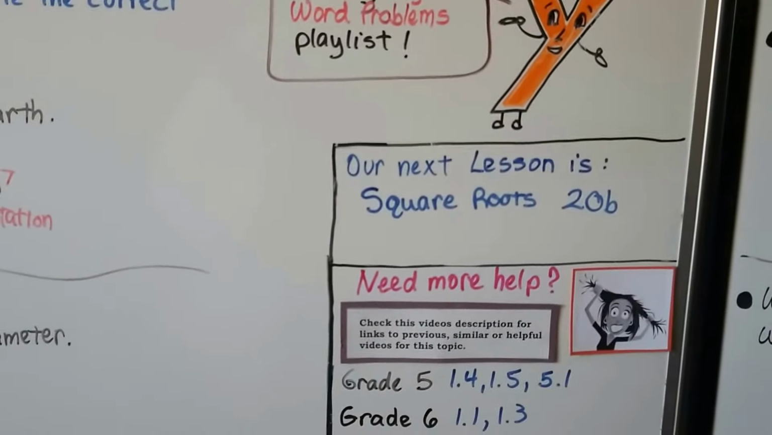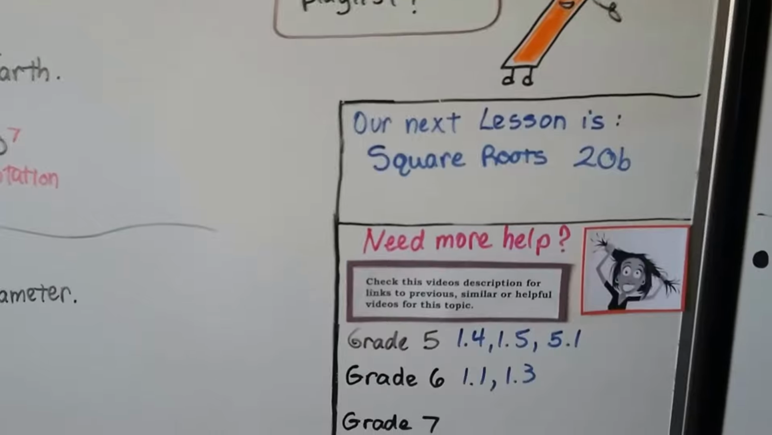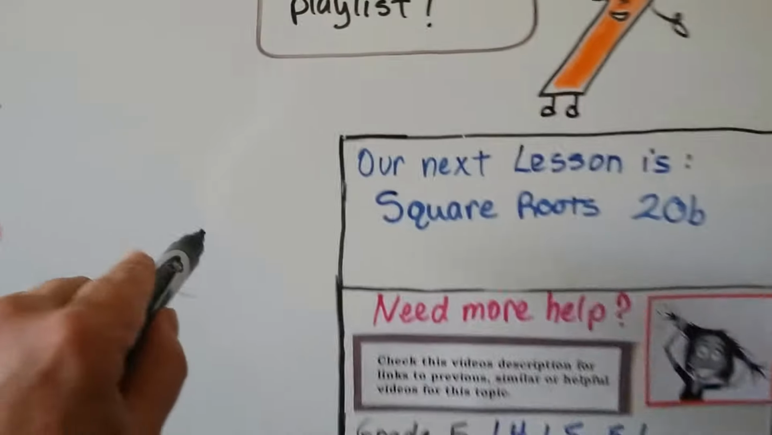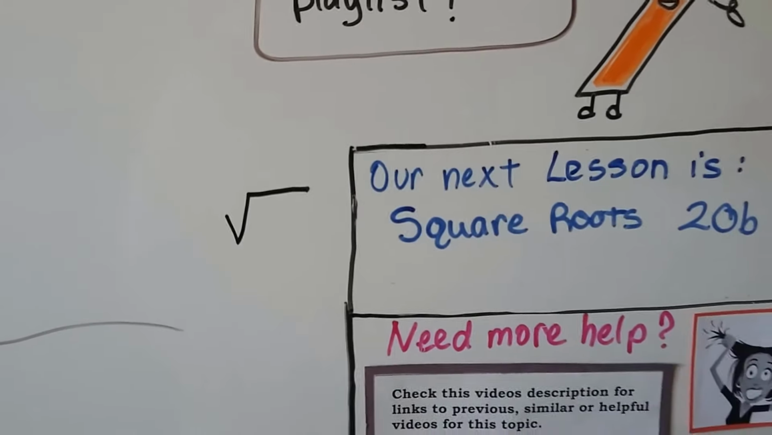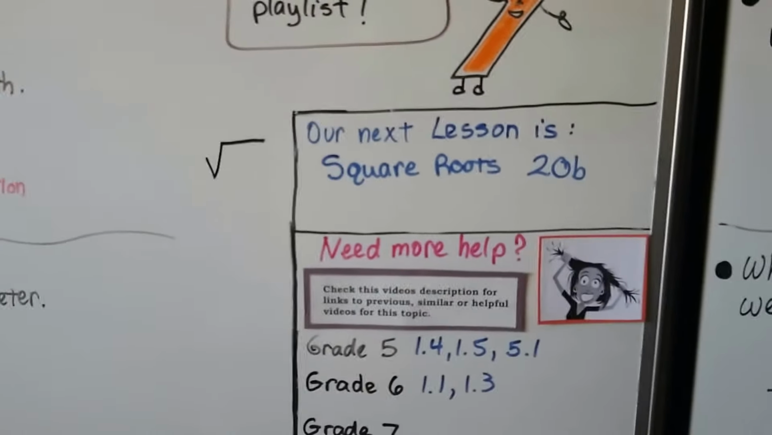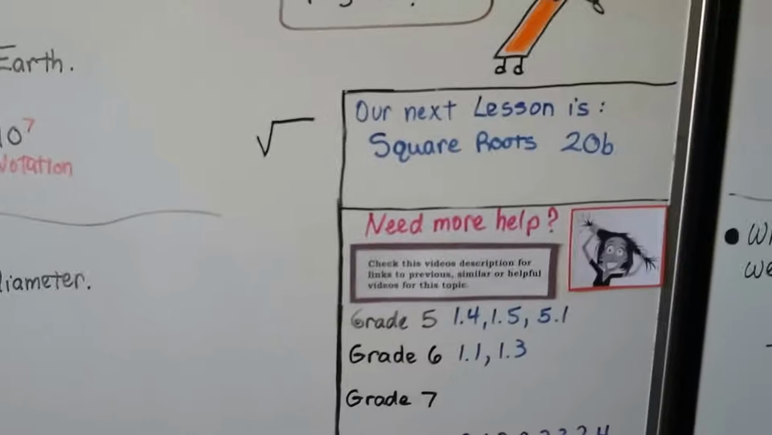Our next video is going to be about square roots and the roots and that radical sign when you see that. It looks like a funny long division sign. That's a radical, okay? It's a radical sign. We're going to talk about that in square roots, okay? That's lesson 20B.